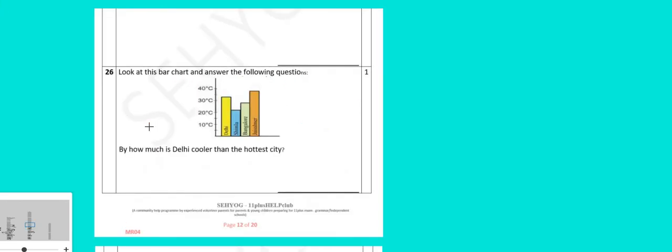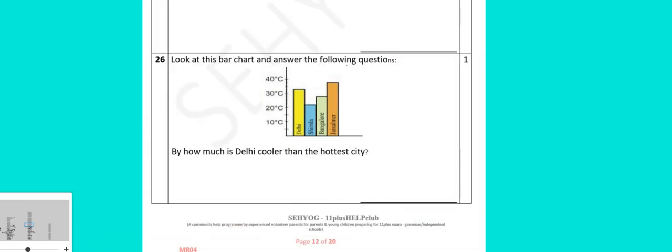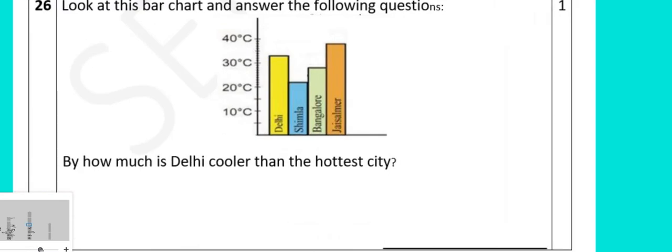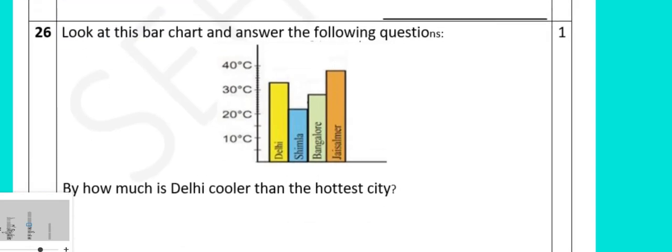Looking at our next sum, that is sum number 26 here. In this sum, we need to look at this chart, the bar chart, and we need to answer the following questions. So let me just zoom in in order to look at the values more carefully. So now it is a bit clearly visible.